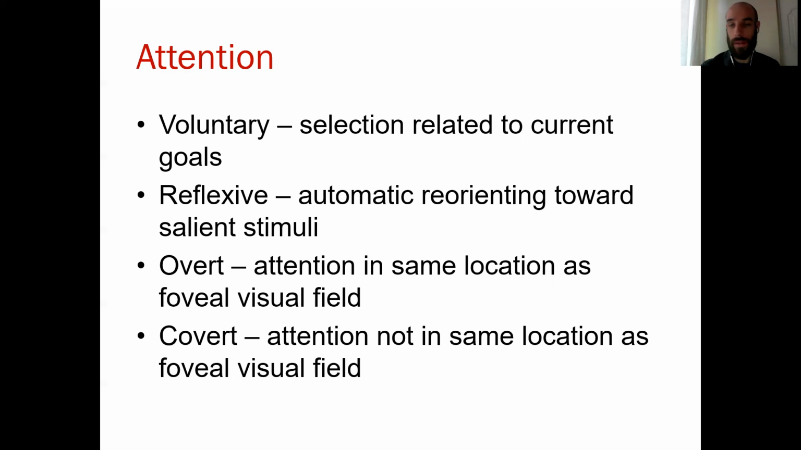And then you have overt versus covert. That just has to do with where your eyes are. Overt attention is when your attention is on the same location as your eyes. So I am paying attention to my coffee mug right now, and my eyes are on it as well. So both are in the same location. Covert attention is when my eyes are in a different location to what I'm paying attention to. So I might be looking at my coffee mug, but I'm actually paying attention to my laptop. So my eyes are in a different location than my attention.